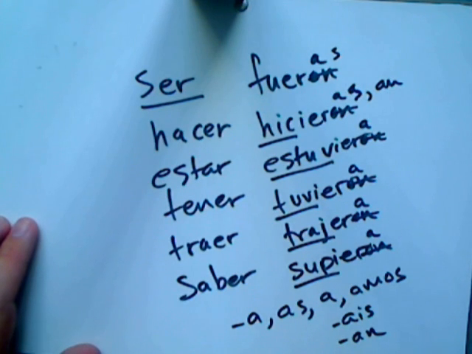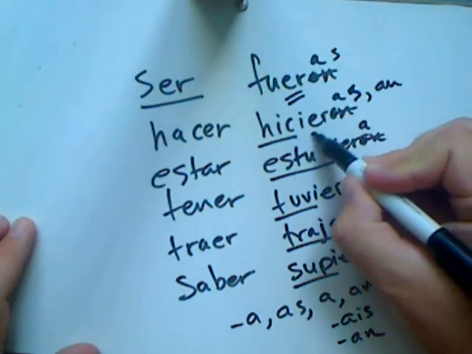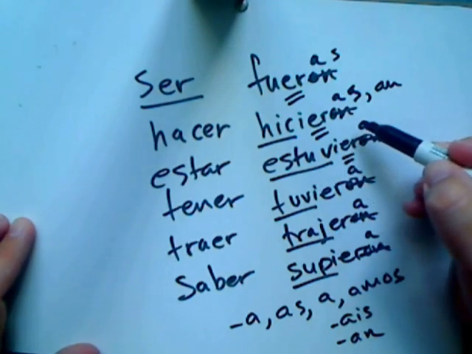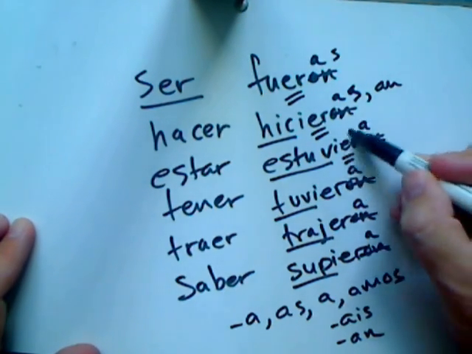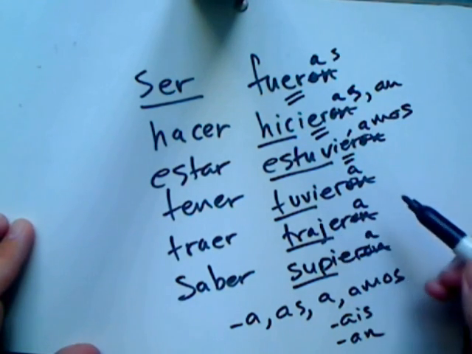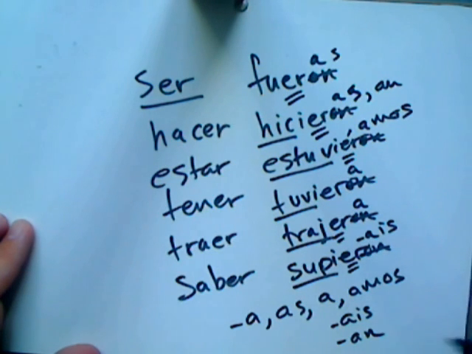And by the way, when you say these forms, you do stress the second to last syllable, and that's important for pronunciation, right? So you're going to say fuera, hicieras, estuviéramos, okay? Tuviera, trajera, supierais, vosotros, for example, supierais. Okay, so you stress that second to last vowel. All right, so that's the forms.